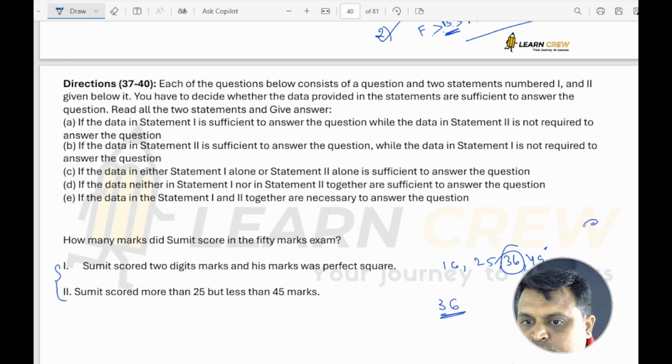So both 1 and 2 are required. Finally you can conclude the marks of Sumit by combination of these 2 statements. This alone is not sufficient. But combining these 2 you can give the marks of Sumit. So answer is option E.